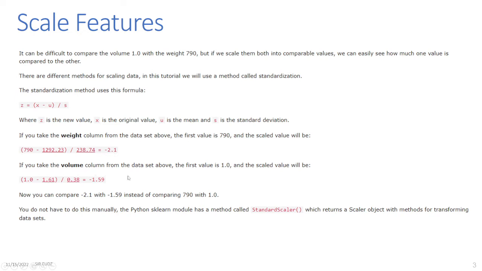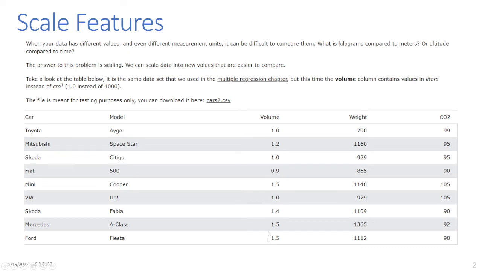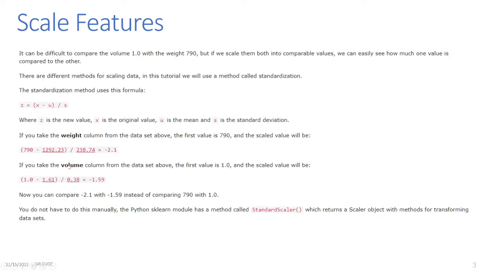For the volume, it's the same. We have to get the mean and the standard deviation. If you take the volume column from the data set above, the first value is 1.0 minus the mean divided by the standard deviation, which is equal to negative 1.59. So now if you compare negative 2.1 with negative 1.59, instead of comparing 790 with 1.0, that's easier to compare. You don't have to do this manually, since the Python sklearn module has a method called StandardScaler, which returns a scaler object with methods for transforming datasets.